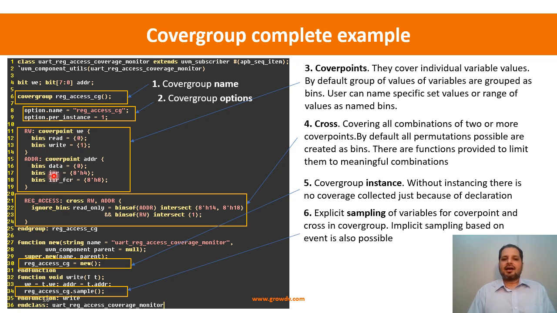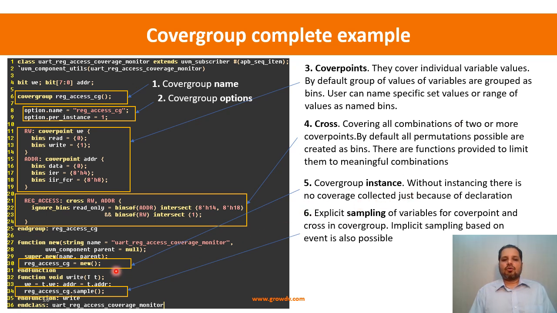For the IER register, which is at address 4, it's going to track whether both the read and write have happened, and so on. For every value of address, it's going to check whether both the read and write have taken place. So that's what the cross will do.